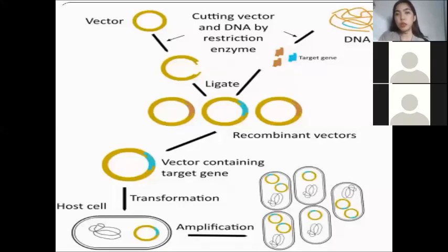Where does the gene of interest come from? It comes from the genomic library. For example, your gene of interest is the human insulin. So, yun yung target gene mo.